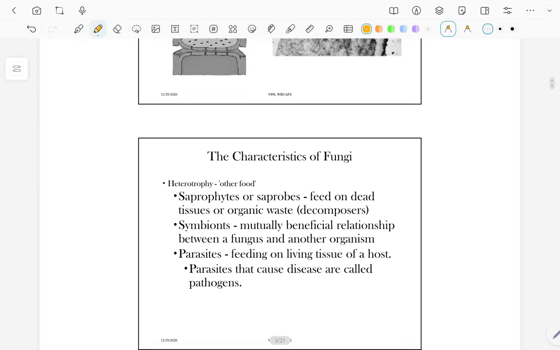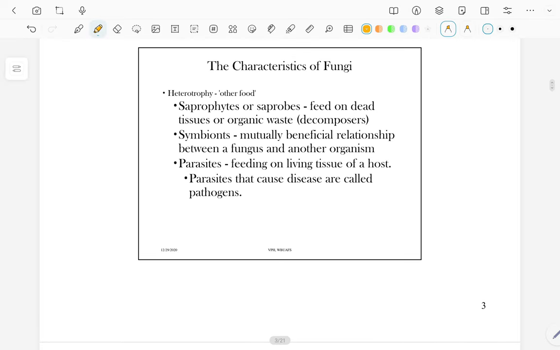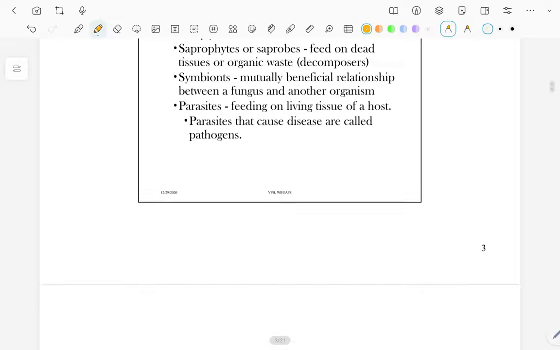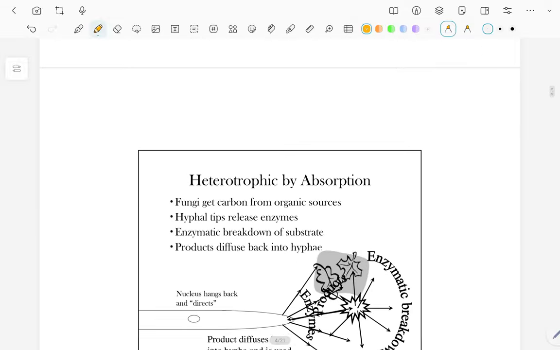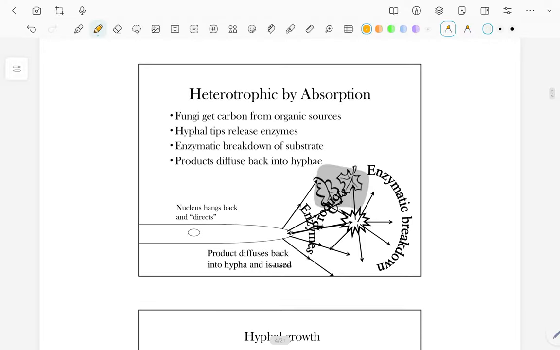The characteristics of fungi: heterotrophy, they need other food. Saprophytes feed on dead tissue or organic waste, decomposers. Symbionts have a mutually beneficial relationship between a fungus and another organism. Parasites feed on the living tissue of a host. Parasites that cause disease are called pathogens. Heterotrophic by absorption, fungi get carbon from an organic source.